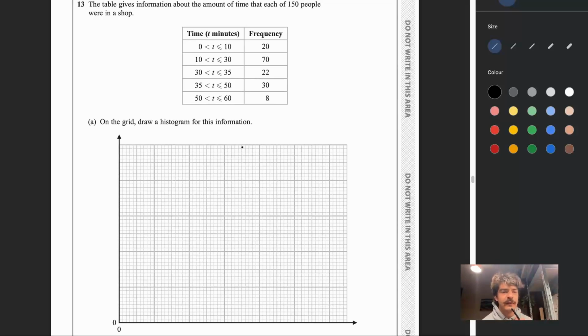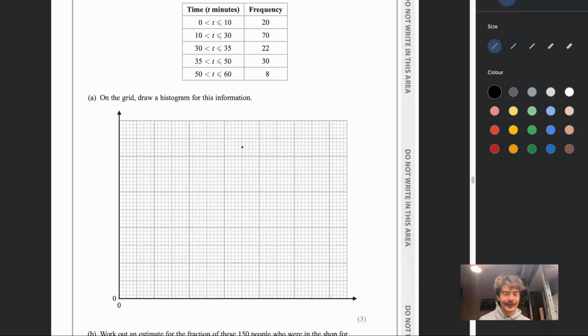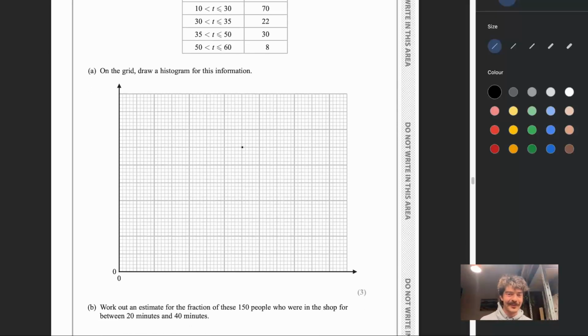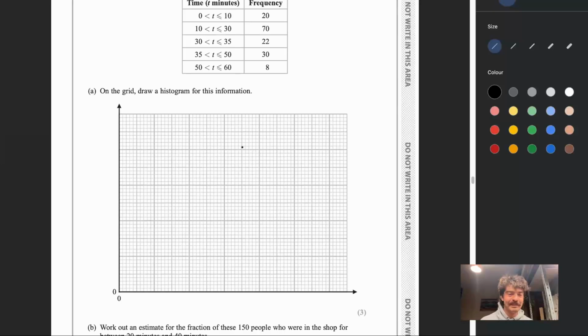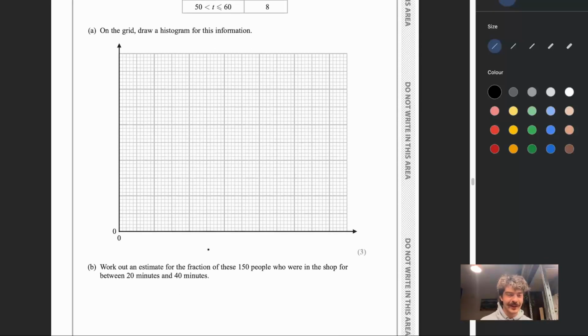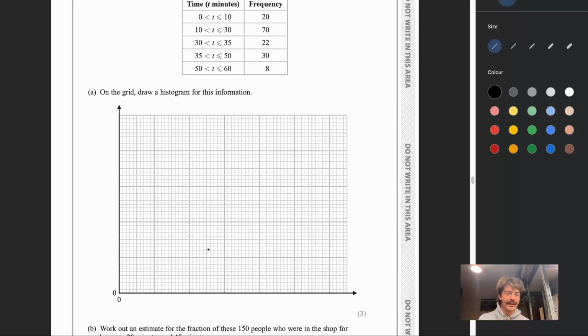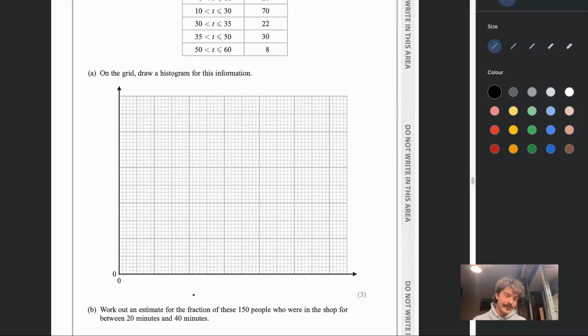The table gives information about the amount of time that each of 150 people were in a shop. Okay. Got to draw a histogram. And wonderfully, we've been left with no axes, and actually we've not even been given titles on our axes. So we've actually got to be pretty careful here. We're going to end up with time down here. And remember that frequency is actually defined by the area within our blocks.